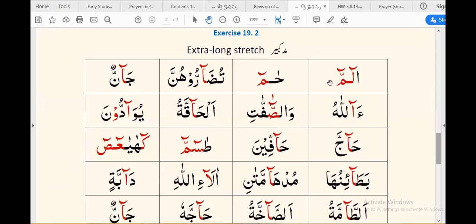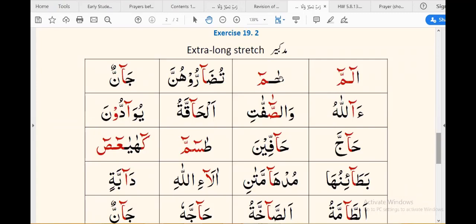Lam, mim. Lam, mim. Well done. Really good try. Just come a bit closer to your mic so I can hear you a bit better. Let's try that again. All together. Alif, lam, mim. Alif, lam, mim. Well done. Excellent. That was really nicely read.